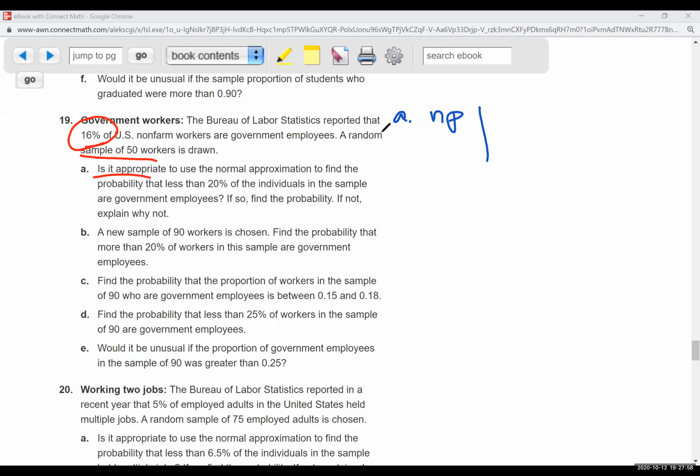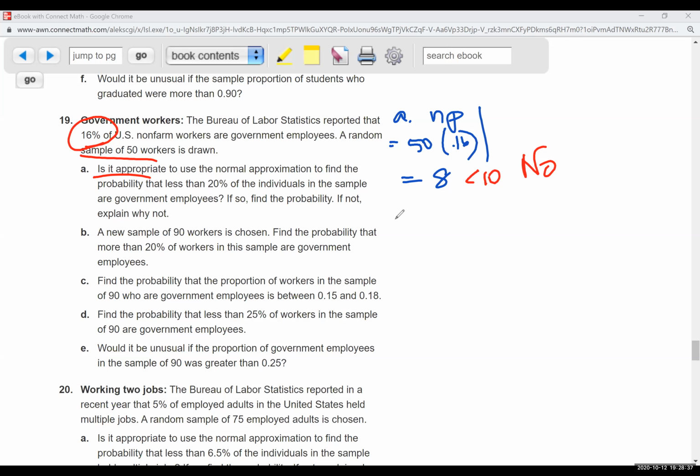So NP, 50 times 16% is equal to 8. And 8, you can stop here since it's already less than 10. So the answer is no.